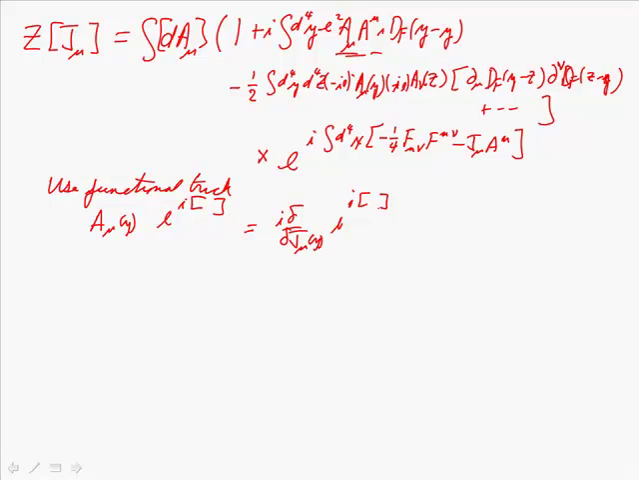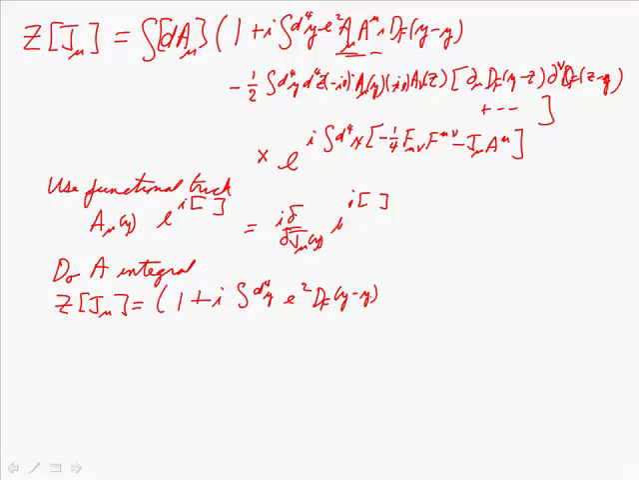And so then you again convert this to delta delta j's, you do the integral, and the end result is Z of j mu equals 1 plus i integral d4y, things like e squared df of y minus y delta delta j mu of y delta delta j mu of y, plus lots of other stuff, Z0 of j mu. Okay, so that's the free field case.